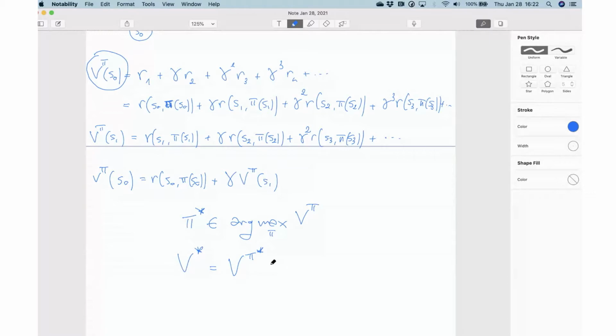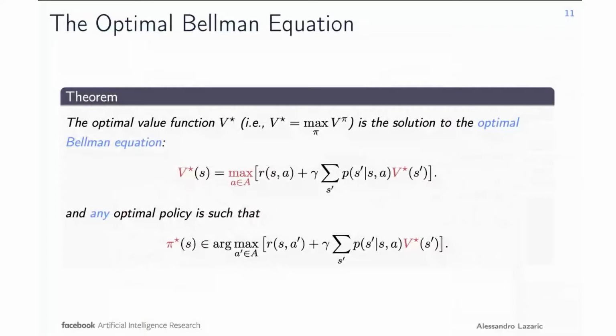to pi star. Now, it turns out that there exists another type of Bellman equation which directly characterizes the optimal value function. So the cool thing here is that even if I don't know what the optimal policy is, I can still characterize a functional form, a constraint, for the optimal value function. So here I'm not even characterizing what pi star is, but I know that its associated value function will have to satisfy this Bellman equation.